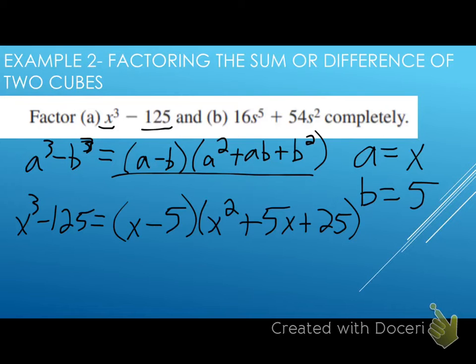Can either of those be factored any further? Can it? Do I have two numbers that would multiply to give me 25 and add to give me 5? No. Here's my answer. That'd be it. Everyone okay with that? Confusion? No.